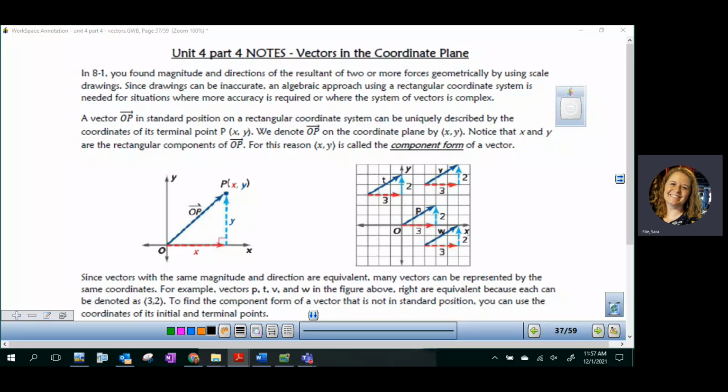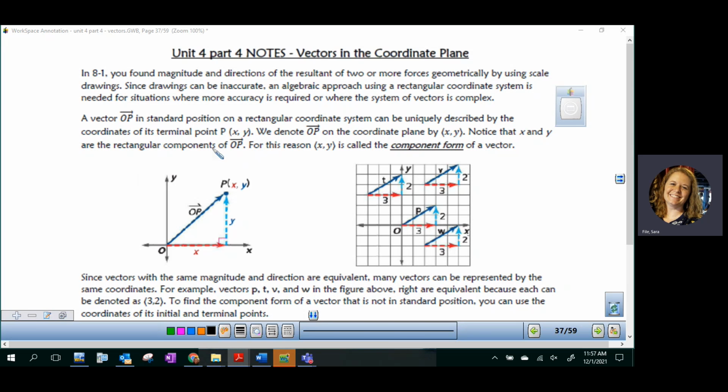Guys, so we are on Unit 4, Part 4. This is the end of Unit 4. This is our second set of notes on vectors. Okay, so we had Part 1 and 2 over law of sines and cosines, and then yesterday we did Part 3 over intro to vectors. Now we're going to be looking at vectors in the coordinate plane here.